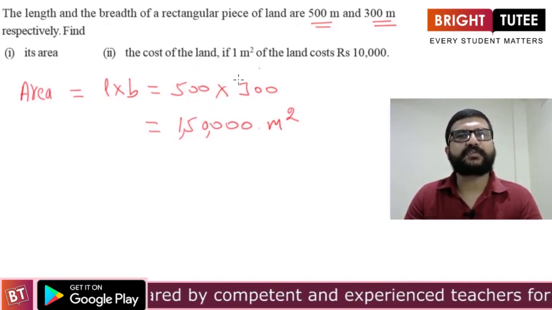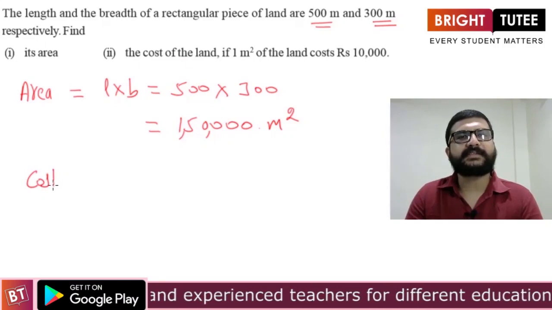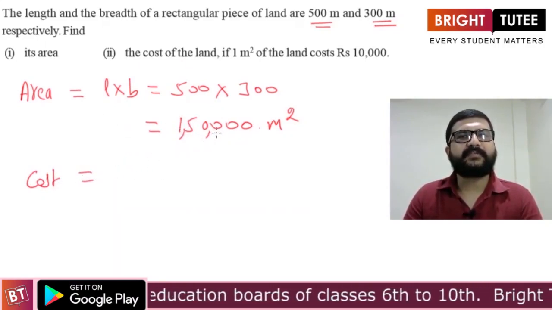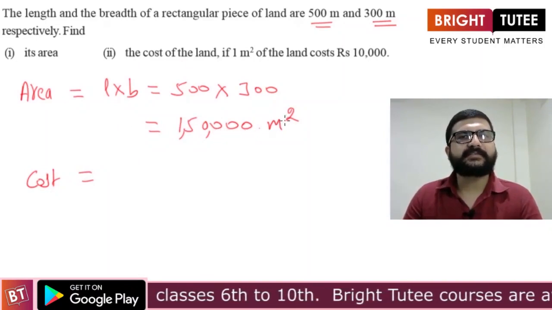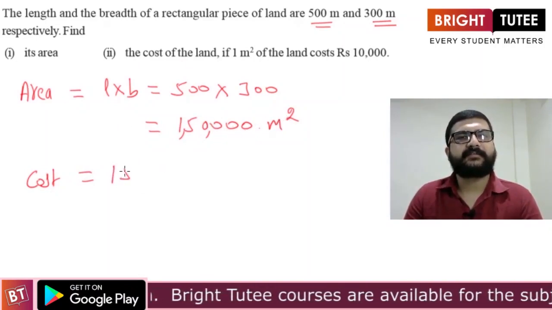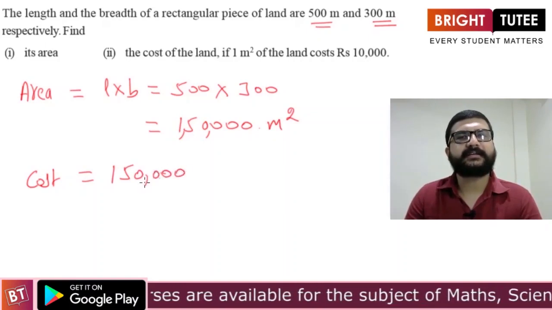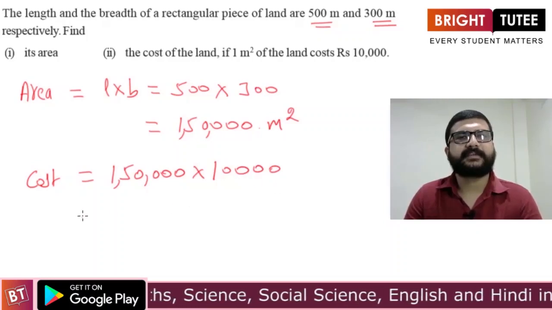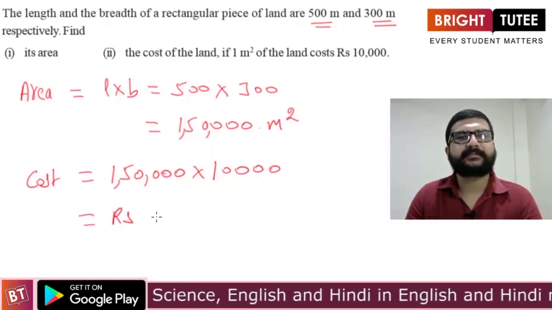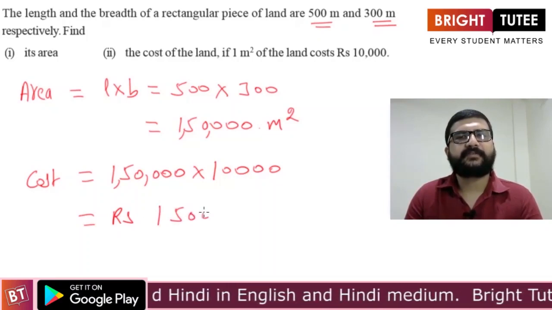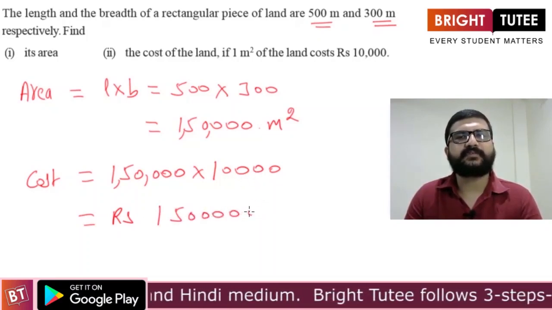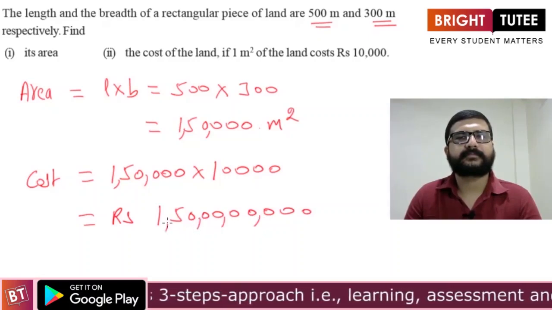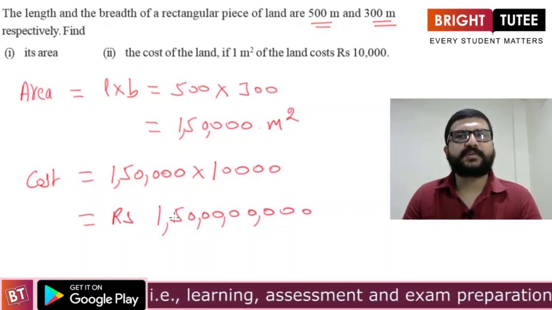Now we have to find cost of the land, and cost of the 1 square meter is given as 10,000. So cost of 1,50,000 square meters will be 1,50,000 multiplied with 10,000. So this will be equal to rupees 15, 4 times 0 and then 4 times 0 from here. So here is the cost of land.